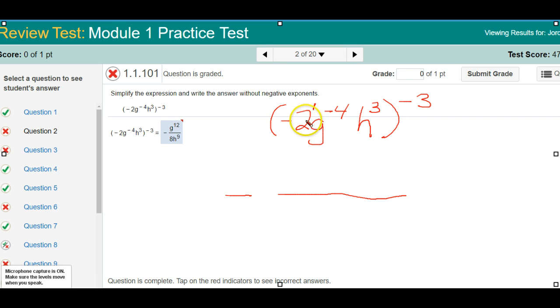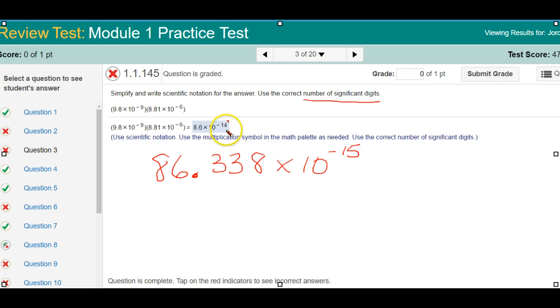So this is going to be 2, and we multiply exponents when we're raising powers to a power. So this becomes 2 to the -3, which goes to the denominator then as 2 to the 3rd, which is 8. Now g to the -4 times -3 is going to be g to the 12th, because we respect the signs. 2 negatives make a positive. And this is going to be h to the -9th, which goes down here in our denominator as a 9. And there is your answer.